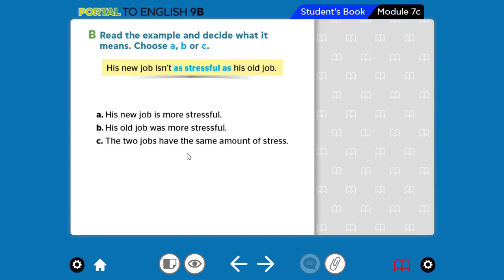Exercise B. Read the example and decide what it means. Choose A, B, or C. His new job isn't as stressful as his old job. What does it mean? A. His new job is more stressful. B. His old job was more stressful. C. The two jobs have the same amount of stress. The answer is B. His old job was more stressful.